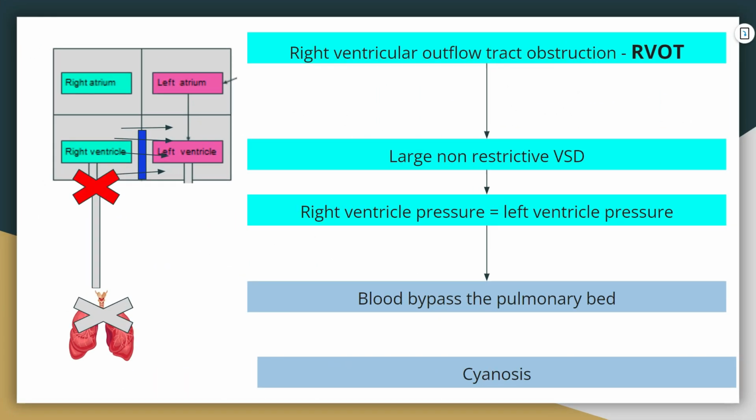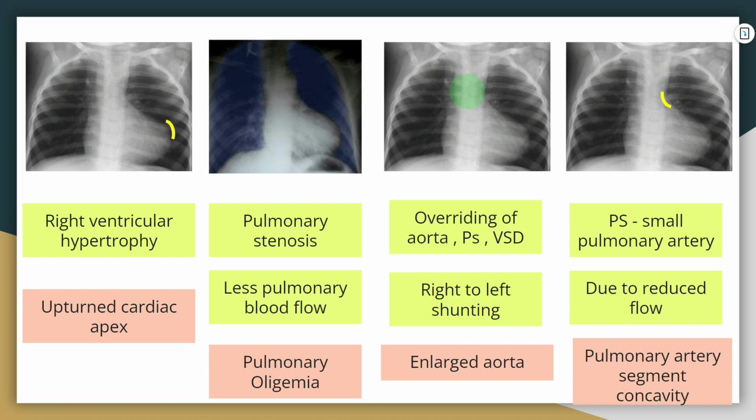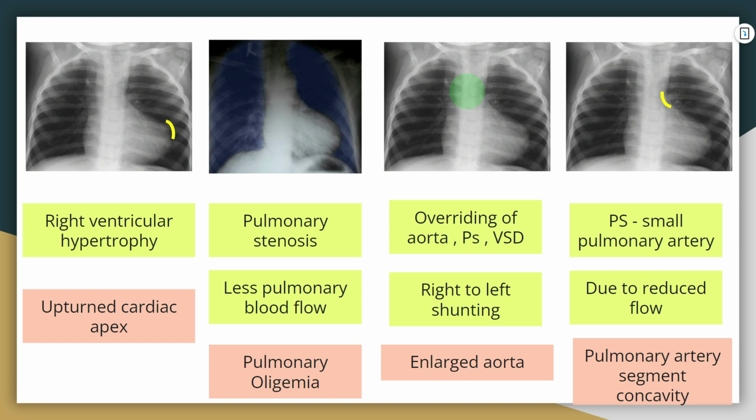Right ventricular outflow tract obstruction along with a large non-restrictive VSD means right and left ventricular pressures are equalized and blood shunts from right to left and bypasses the pulmonary bed, which results in cyanosis. This combination of defects results in elevated right ventricular systolic pressure with right ventricular hypertrophy. Right ventricular hypertrophy results in an upturned cardiac apex that is positioned abnormally high above the diaphragm, and reduced pulmonary vascularity, oligemia, which is visualized in this X-ray as diminished lung markings, that is, increased blackness of the lung field.